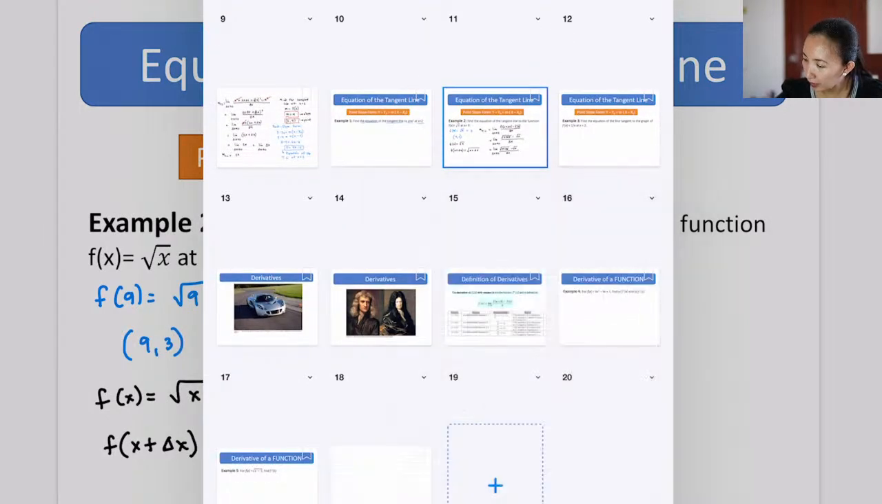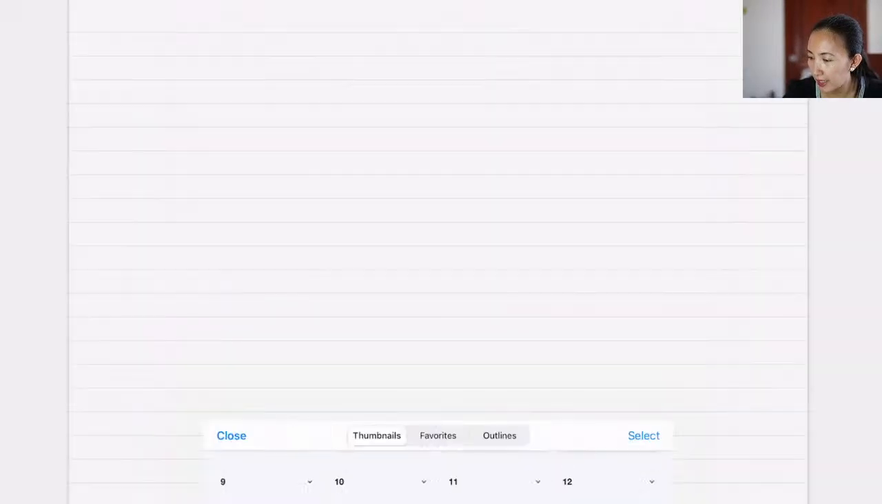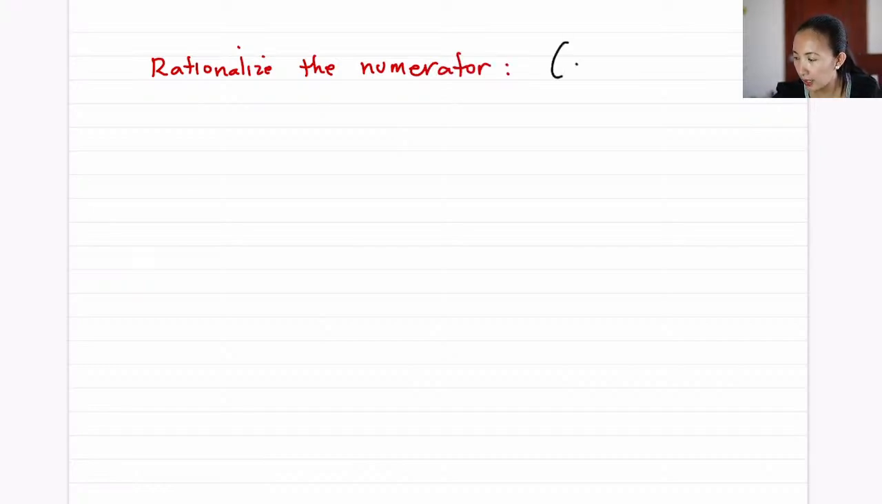Let's write that here. Rationalize the numerator by multiplying by its conjugate. Rationalize the numerator, we mean if we have square root of a minus square root of b, then what shall I multiply this with? The square root of a plus the square root of b. And what's the product? What's the product? A minus b.